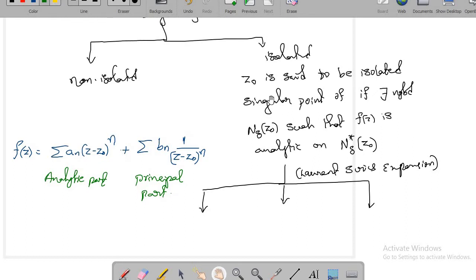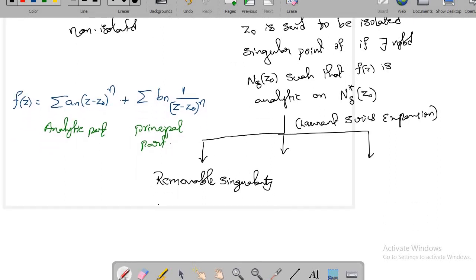Okay, so the moment you have an isolated singularity, we can write a Laurent series expansion for that, in which you look at the principal part and you classify the singularity. Okay, so we say the function has a removable singularity at z0 when the principal part is 0. So when the principal part is equal to 0, it means there is no term which involves 1 by z minus z0. When there is no principal part, we say it has a removable singularity.